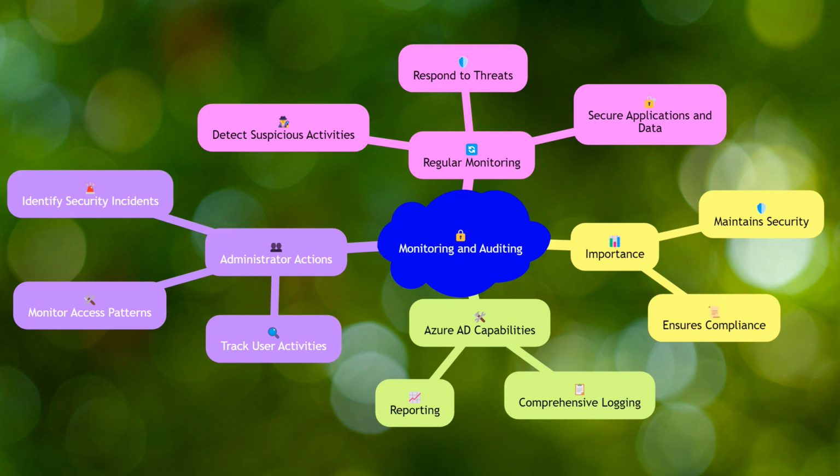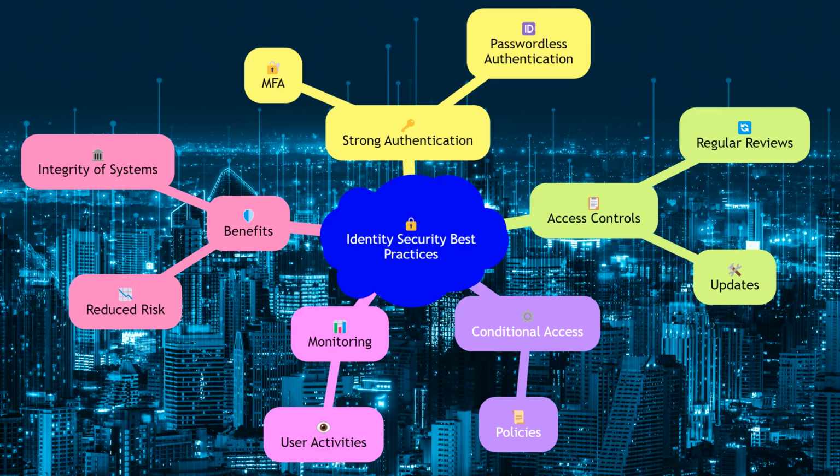Implementing best practices for identity security is essential for protecting your applications and data. Some key best practices include enforcing strong authentication methods such as MFA and passwordless authentication, regularly reviewing and updating access controls, implementing conditional access policies, and monitoring user activities. By following these best practices, organizations can significantly reduce the risk of security breaches and ensure the integrity of their identity management systems.